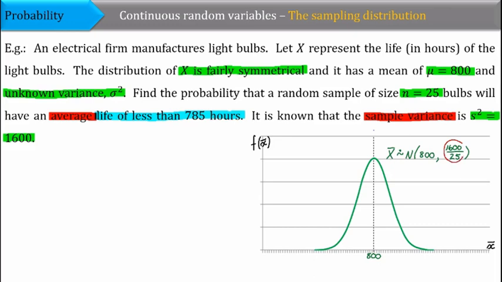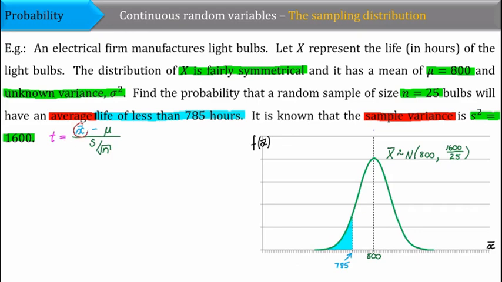Remember, 1600 over 25, that is the population variance over n. But what do we have in this case? We don't have the population variance. We have in fact the sample variance. So this will be approximately normal, but that means now we can't use z-scores. We're going to have to use a t because of this s squared that we're using. So instead of calculating the number of standard deviations and calling it z, we'll calculate the number of standard deviations and we'll call it t.